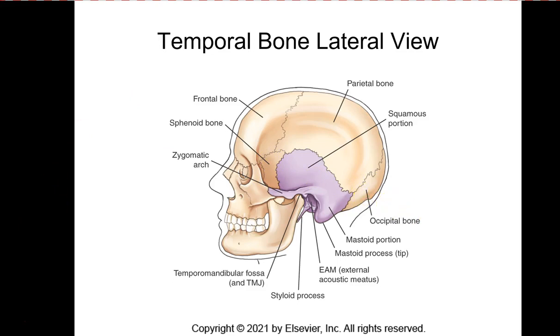Notice the flat portion of the temporal bone. It is called the squamous portion. And maybe you've noticed a recurring theme here in the cranium. Flat portions of bone are called squamous portions.